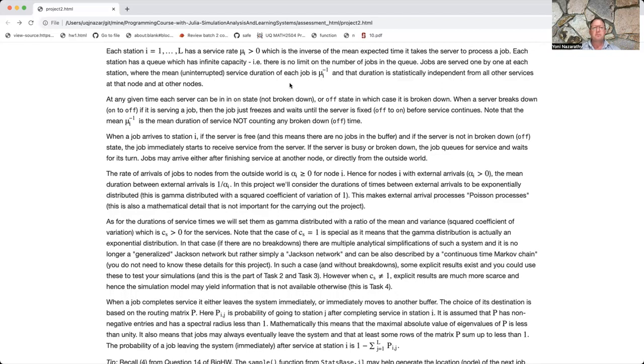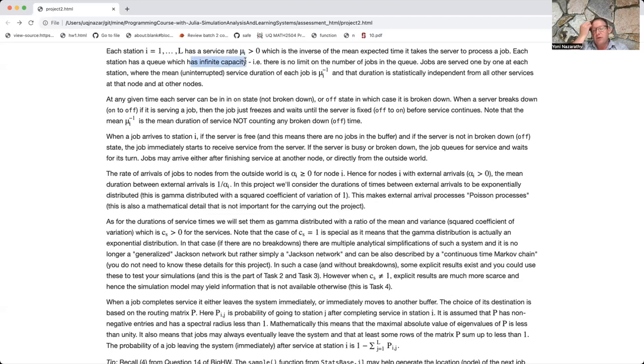All right, so here are some parameters. Each station has its own service rate. The service rate is like the inverse of the mean expected time it takes to serve a single job. If the service rate is mu I, and you work for 1,000 hours, then mu I times 1,000 is the expected number of jobs that would be served if the server works uninterrupted. And each station has a queue. That queue has infinite capacity.